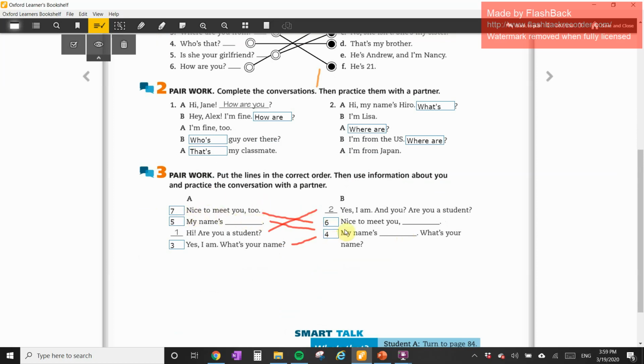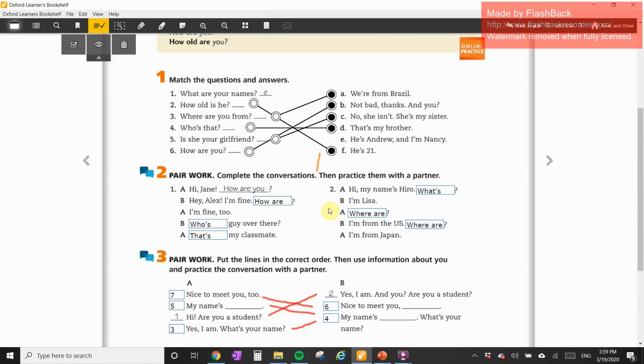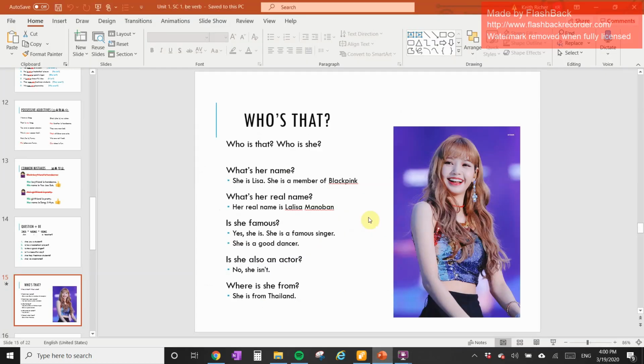And then down here, we have some matching as well. Nice to meet you. Nice to meet you. Oh, or hi, are you a student? Yes, I am. Are you a student? Yes, I am. What's your name? My name is Dang Dang. What's your name? My name's Dang Dang. What's your name? Right, so really, really common stuff. Everybody knows this. Sorry if this is very boring, but we cannot make it exciting until we join class together. So I'm looking forward to that.